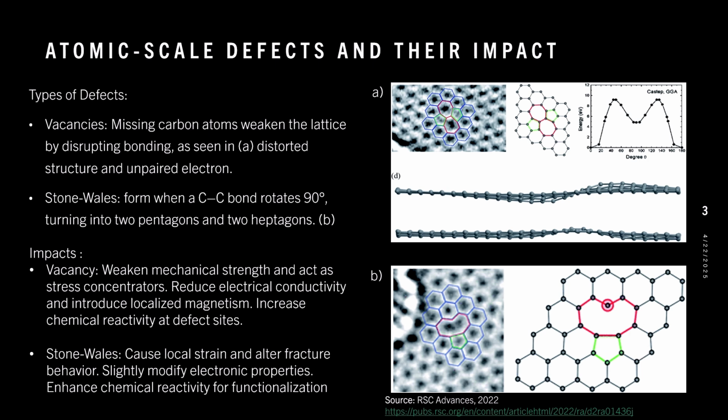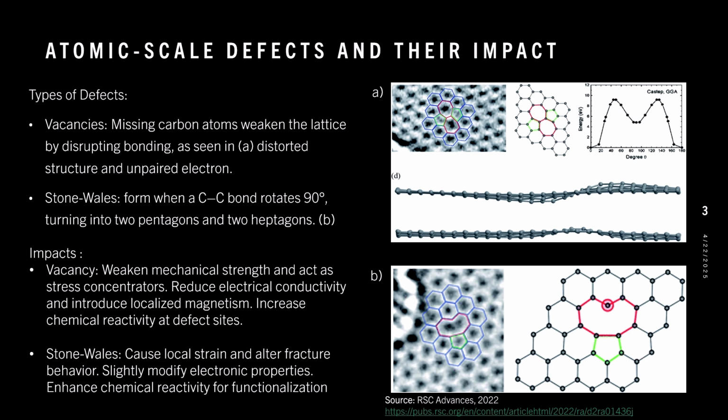Graphene is incredibly strong and conductive. Atomic scale defects can significantly alter its properties. Two common types are vacancies and Stone-Wales defects. Vacancies occur when carbon atoms are missing, disrupting the lattice and leaving behind unpaired electrons. This weakens mechanical strength, introduces local magnetism, and reduces electrical conductivity. It also increases chemical reactivity at those sites.